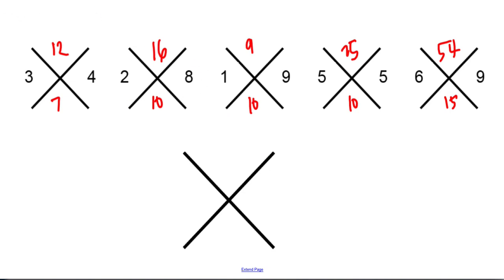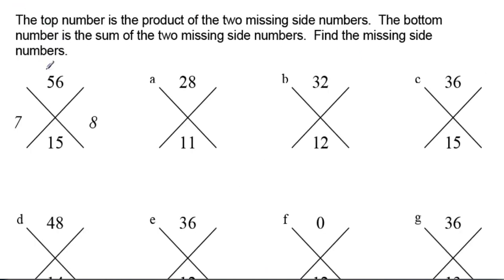Bear with me here. Let's take a look at this one. The top number is the product of the two missing side numbers. The bottom number is the sum of the two missing side numbers. Find the missing side numbers. In what we did, we multiplied 7 times 8 to get 56, and 7 plus 8 gives us 15. Now let's do the opposite. You have the product of 28 and a sum of 11. What two numbers will you multiply to get a product of 28 and a sum of 11?